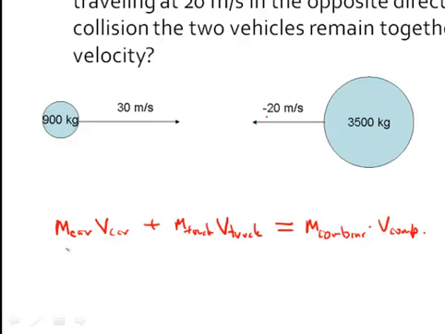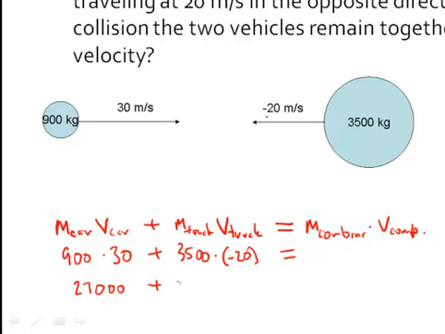The mass of the car is 900 times its velocity, which was 30 before the collision. The mass of the truck is 3,500 times its velocity, which was negative 20 before the collision. That's 27,000 plus a negative, and 2 times 35, that'd be 70, and 3 zeros, 70,000, or a total momentum of negative 43,000 kilogram meters per second before the collision.